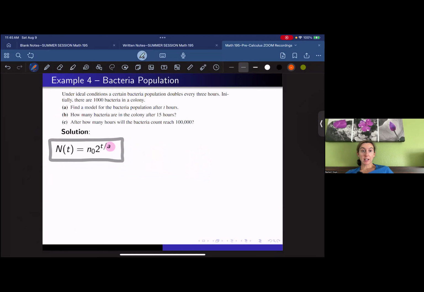So we're given that a certain bacteria population doubles every 3 hours. That's key. That tells us our a value is 3, right? Our time is affected by every 3 hours. So let's say we're looking at 21 hours. 21 divided by 3 gives you 7. That means it's going to be doubling 7 separate times over that 21-hour span. And then initially, there are 1,000 bacteria in a colony. So this is going to be our N sub 0.